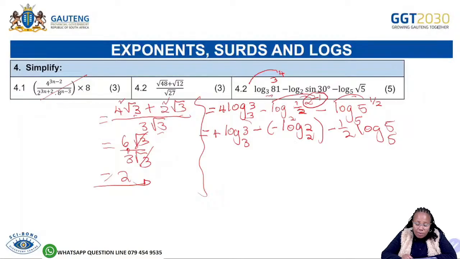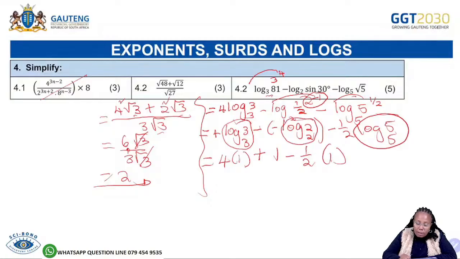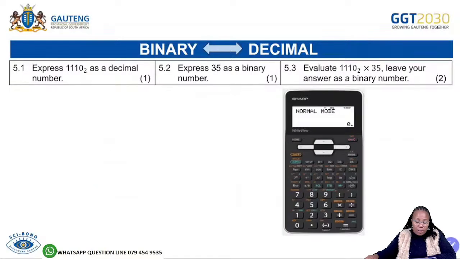So can you see now you have log 3 base 3, of which will be 1, then it will be 4 into 1. Negative by negative is a positive, and then we have log 2 base 2, of which is 1. And then minus half log 5 base 5, it's 1. So this will be 4 times 1, 4, plus 1 minus a half, of which is 5 minus half. 5 minus half is 4.5, or 4,5. So that is the answer for that one, great Charles.